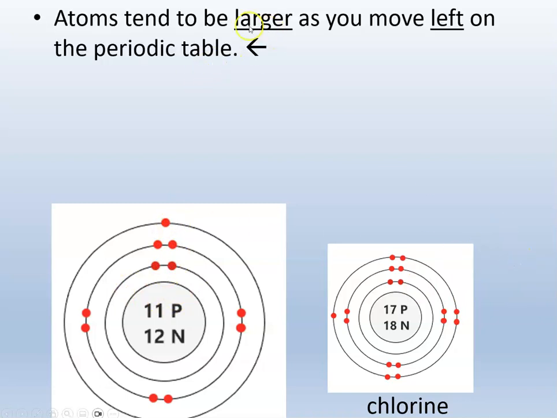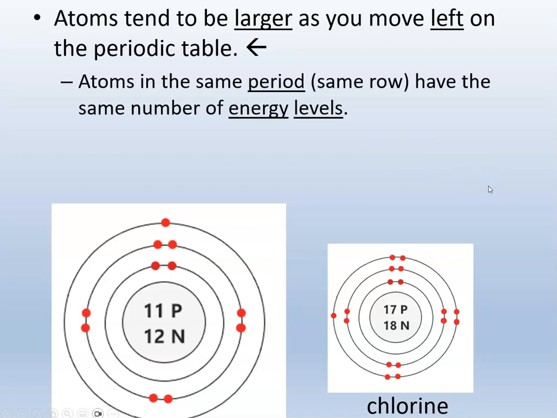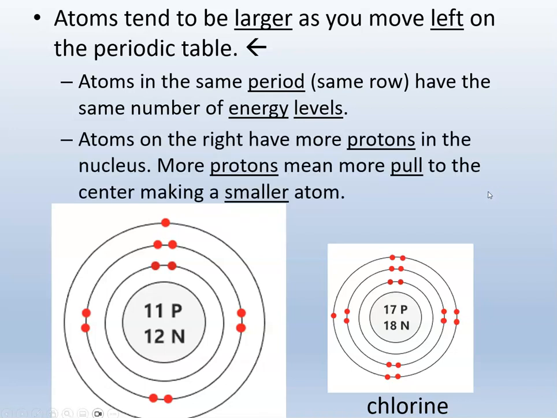All right, so atoms are larger as you move left in a period. Remember, as you go left and right, that's known as a period. So on the left side is larger. And the reason is because they have the same period number, which means they're on the same row, and they have the same number of energy levels. And as you move to the right, so over here where chlorine is on the periodic table, there are more protons, and those protons are pulling in, making it a more dense atom. So down is larger and left is larger for atomic radius.